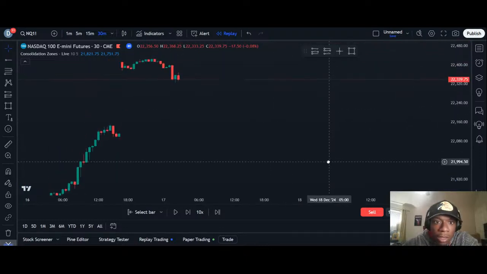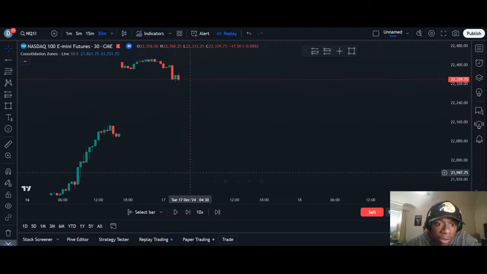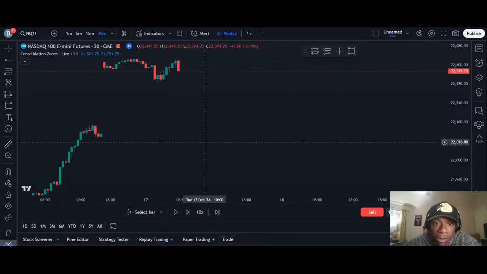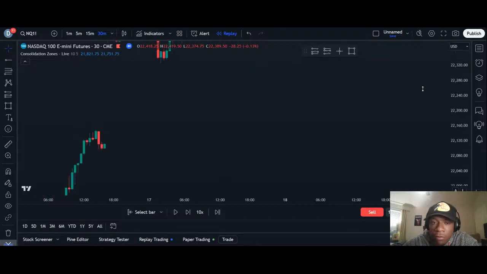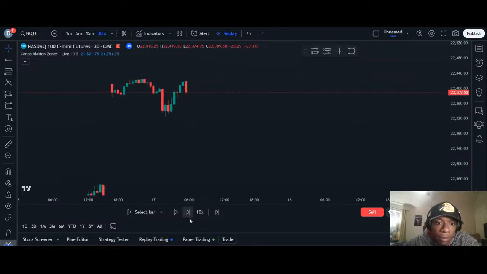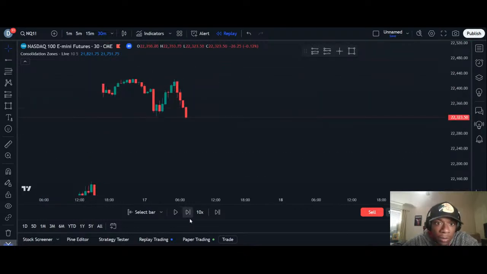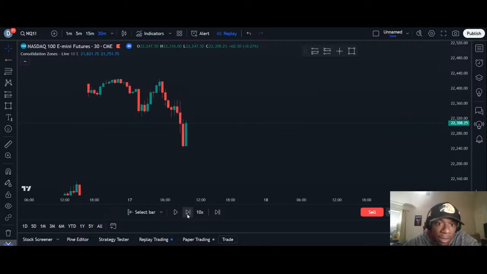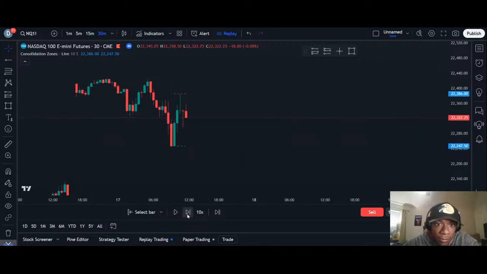Also, so this is 2:30. So we're gonna fast forward. This is Tuesday, December 17th on a 30-minute time frame. We're gonna fast forward until we see a consolidation zone on the 30-minute, and we're gonna see if the strategy works for the 30-minute time frame. It won't be a swing trade though, because the SLs and TPs are still pretty tight. Okay, so here we go.